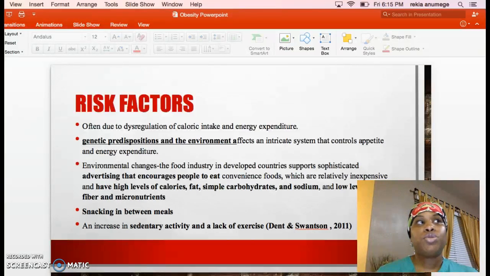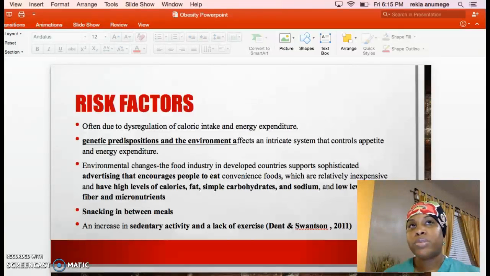We're going to want to go to what's cheaper, what's easier. We're not cooking, things like that. That all leads to obesity. And all of those things like that you get at McDonald's, they have high levels of calories, fat, simple carbohydrates, and sodium, and then they have the low levels of fiber and micronutrients that we need.